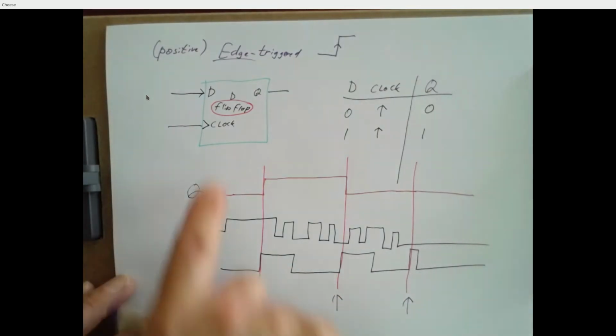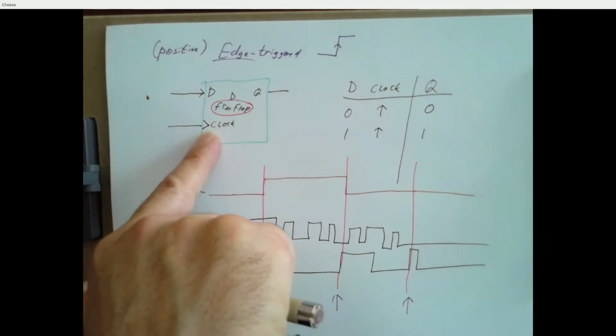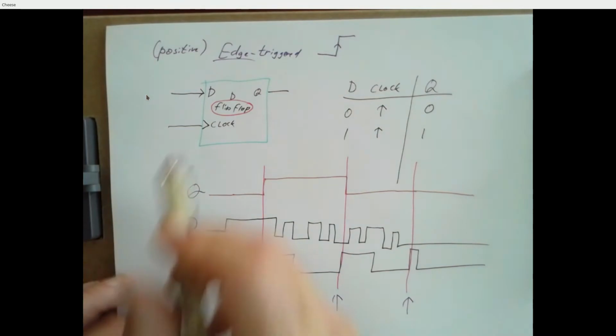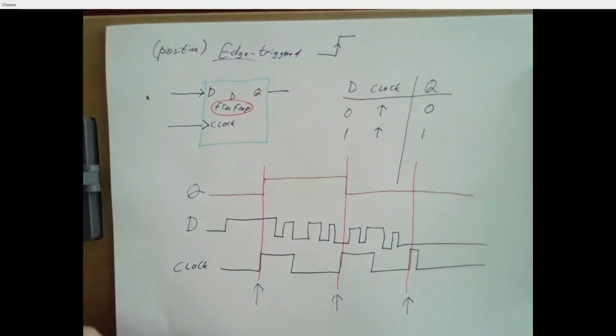And when you draw a clock, you usually draw this little triangle to indicate that it's edge triggered. And if you want a negative edge triggered clock, we just draw a little bubble next to the input. Because really all you've got to do is feed the clock through an inverter, and your positive edge becomes a negative edge, and vice versa.